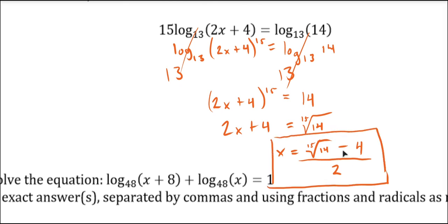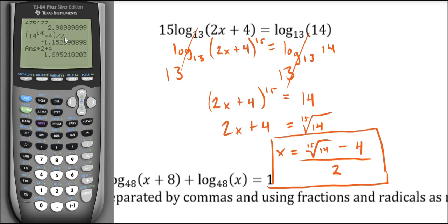We would want to check that this answer actually would be acceptable inside of this logarithm, which we could do either by calculating its value and then multiplying by 2 and adding 4, or simply noticing that if we multiply this by 2 and subtract 4, we're going to get precisely this value of the 15th root of 14.